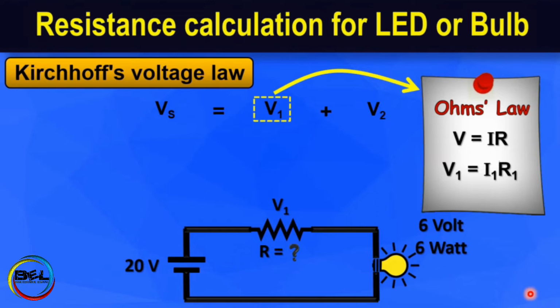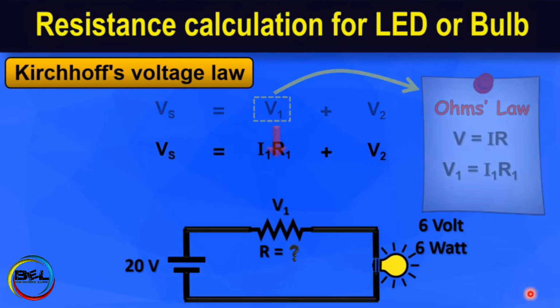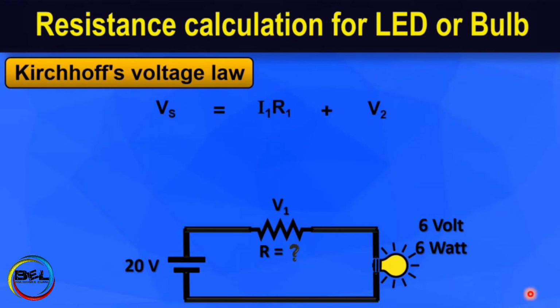I1 R1. So with the help of Ohm's law we replace V1 with I1 R1. Now our equation becomes Vs is equal to I1 R1 plus V2. Now we rearrange the equation by moving the value from right to left, and the equation becomes R1 is equal to (Vs minus V2) divided by I1. So that is our equation.